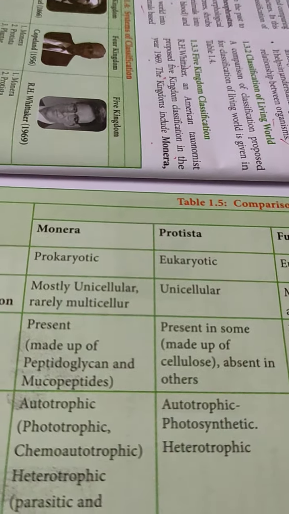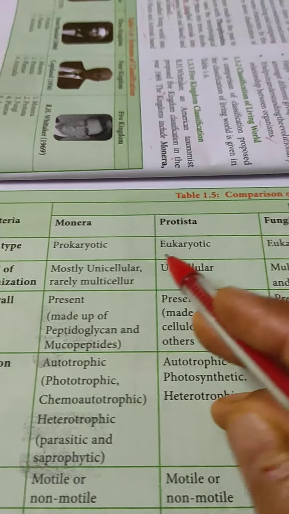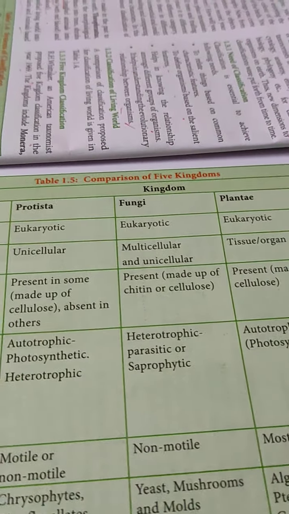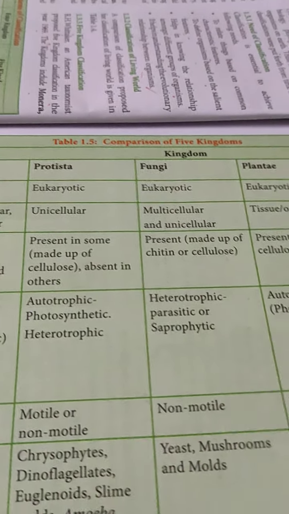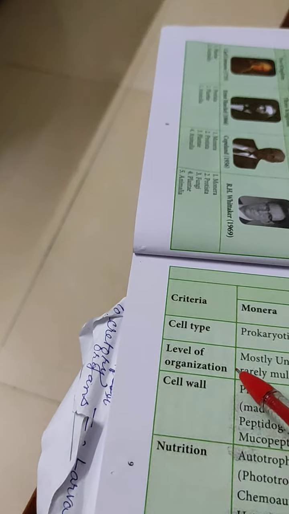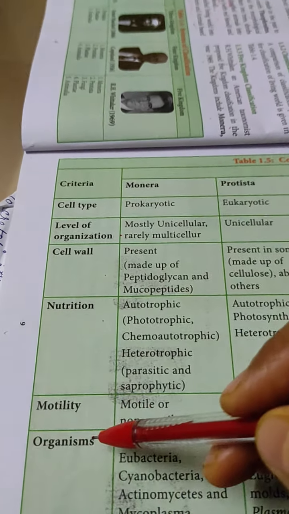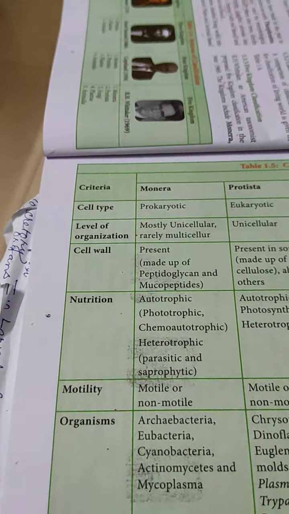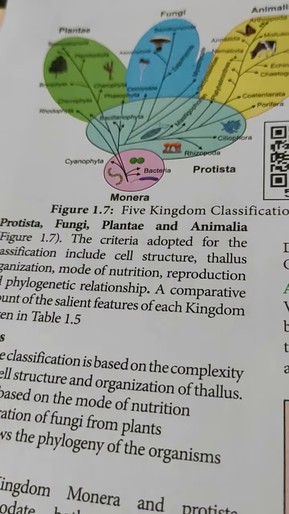Now all these characteristic features, like the criteria I mentioned in the case of animals, are in the tabular column. Nothing is there to make you understand; you only have to memorize any 5 points. See: cell level of organization, then, as I asked in zoology, cell wall, nutrition, motility; the organisms are nothing but the examples. Now the next part we will be starting in the next class, I will be discussing again. Okay, thank you children.